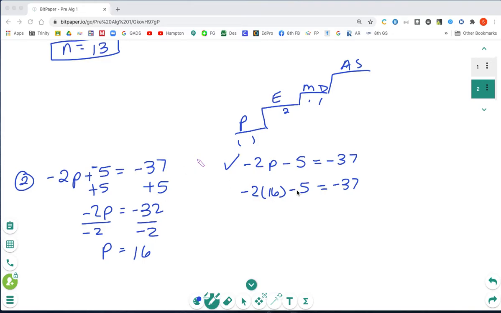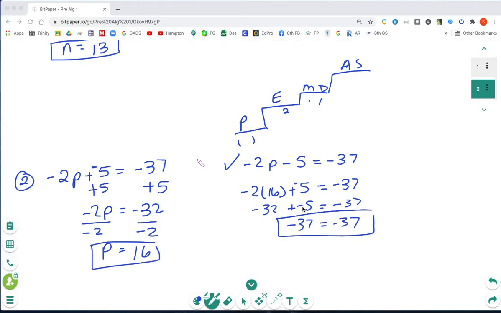So we're going to go ahead and add a line and change the sign. So this is plus negative 5, and now we're going to do PEMDAS. So we're going to look for parentheses. We don't have any parentheses. We don't have exponents, but we do have a multiplication problem. So negative 2 times 16 is negative 32, plus negative 5 is equal to negative 37. Negative 32 plus negative 5 is negative 37. Both sides equal negative 37, so that means that my 16 is the correct answer.